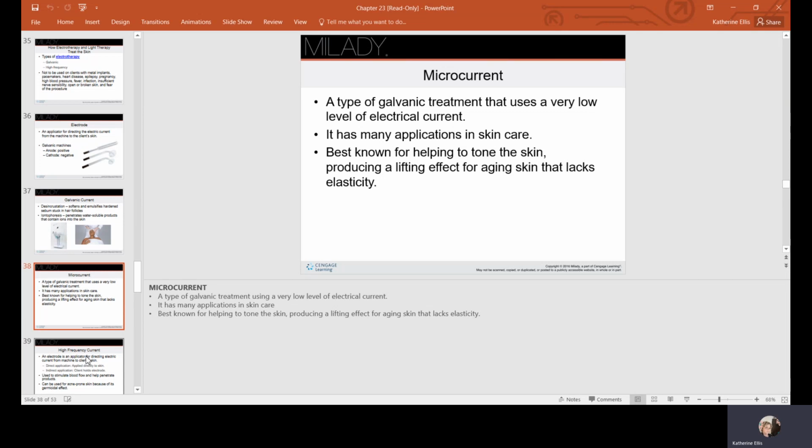Microcurrent is a form of galvanic treatment that uses a very low level of electrical current. It has many applications in the skin, but it's best known for tightening and producing a lifting effect for aging skin that lacks elasticity.